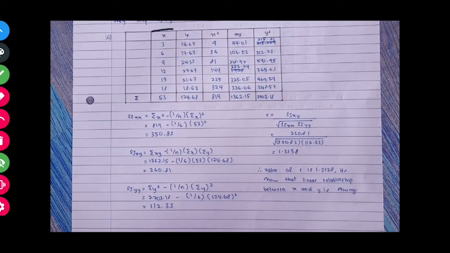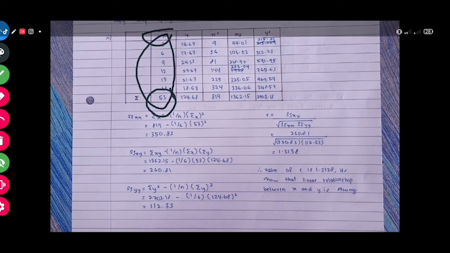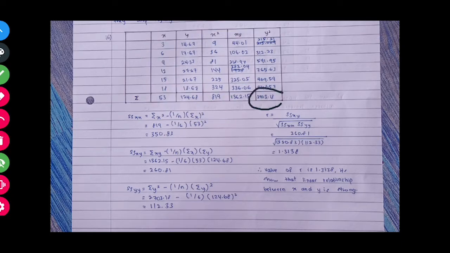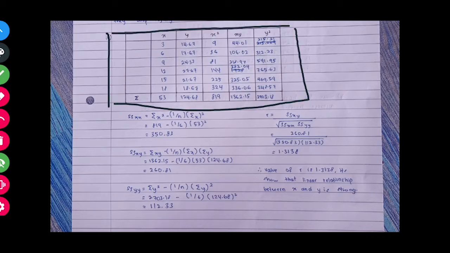So this means for the data of x, we call it the sum x. The sum x is 53. So the total of the values of x and the total of the values of y, then we get 124. The total sum of x square is 819. The total of xy is 362.15, and the sum of y square is 2703.18. Okay, so this is the data table.